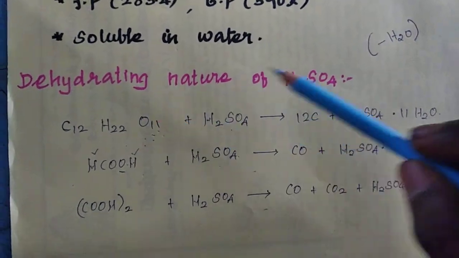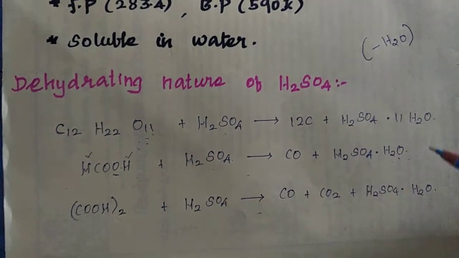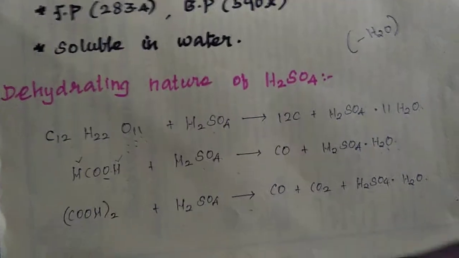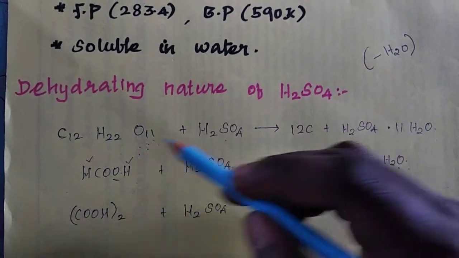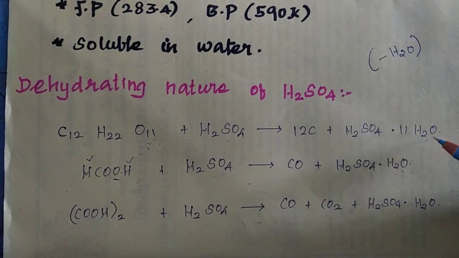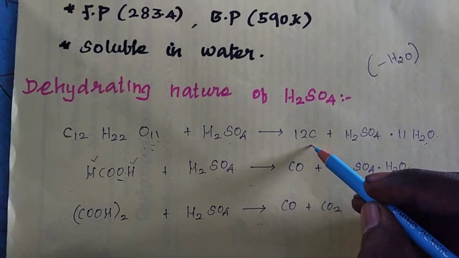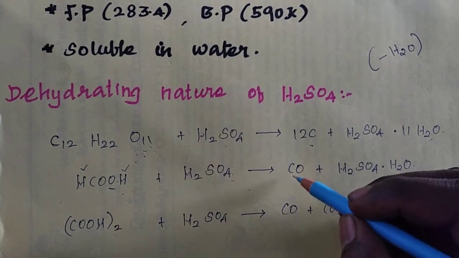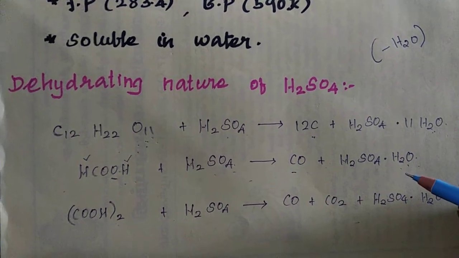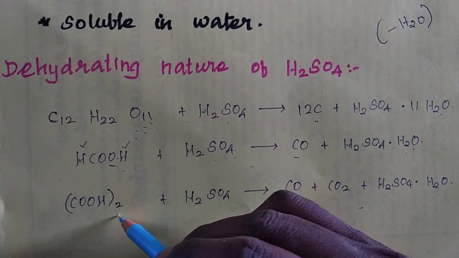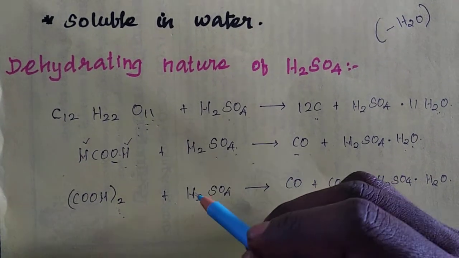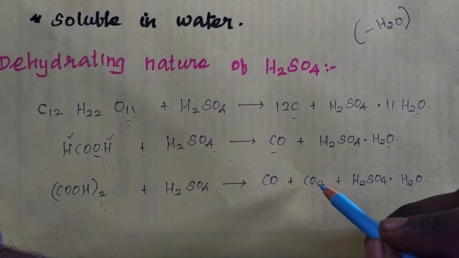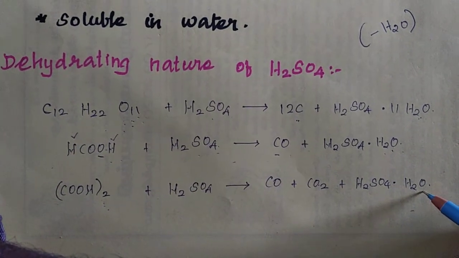Okay, so for the dehydrating nature of sulfuric acid, we have seen three examples. What are they? First one, sucrose with sulfuric acid. A water molecule is removed along with the formation of carbon atoms. Then formic acid on reaction with sulfuric acid results in the formation of carbon monoxide along with the removal of a water molecule. Then finally oxalic acid, COOH twice plus H2SO4, results in the formation of carbon monoxide, carbon dioxide and removal of a water molecule takes place.